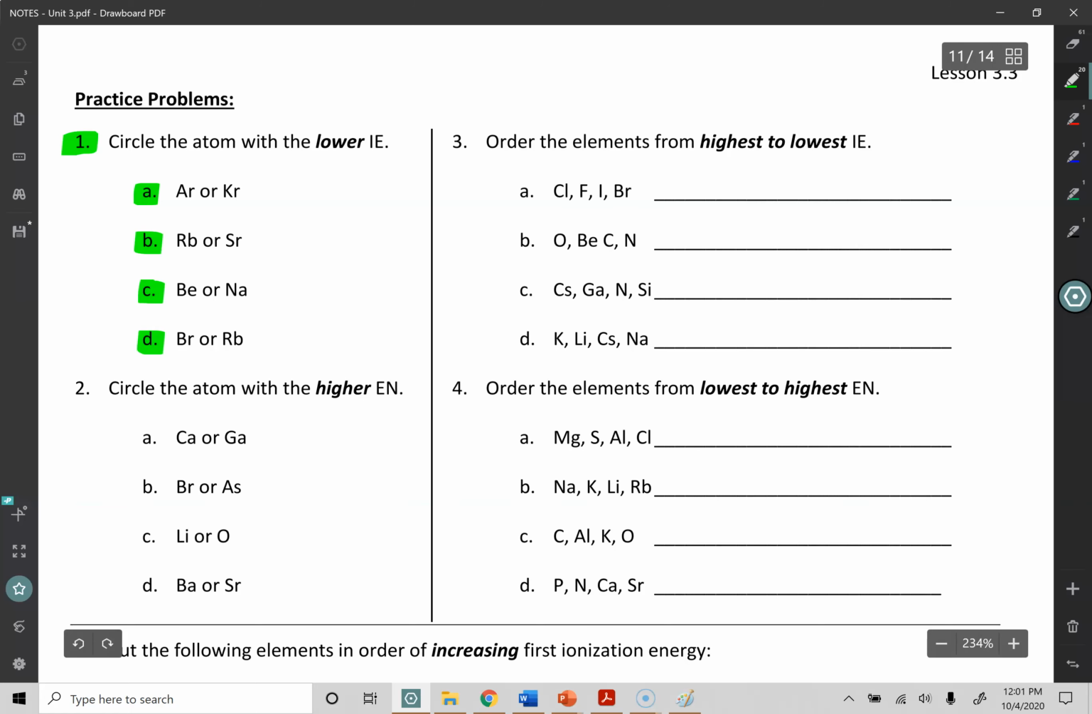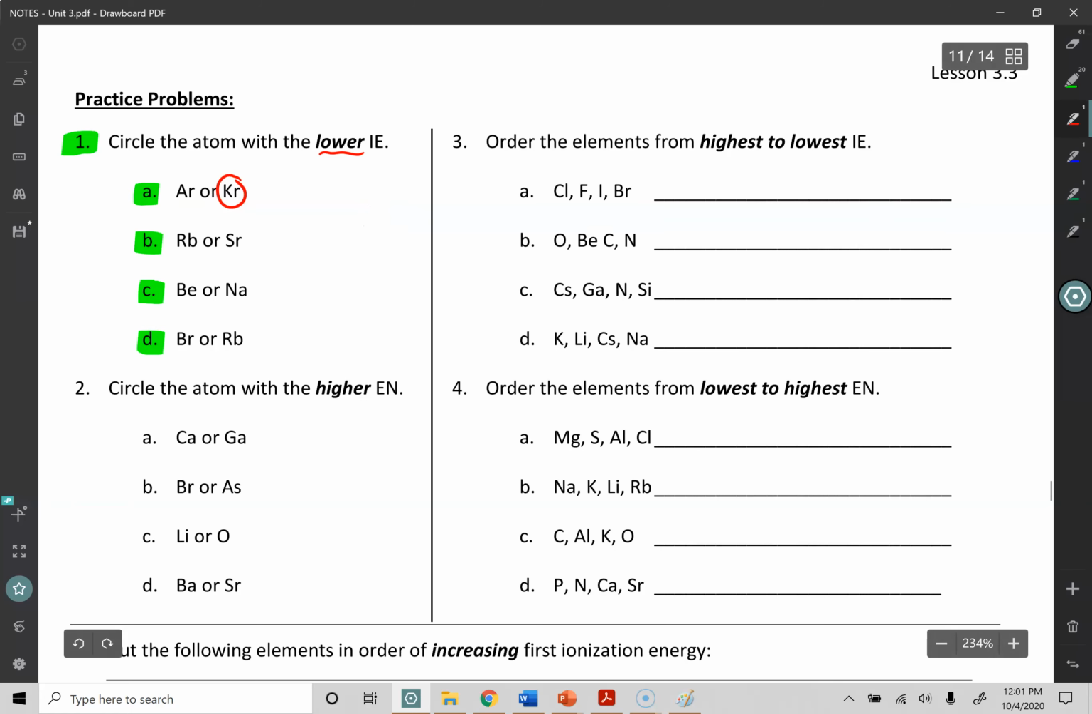Okay, let's review these. So we've got argon and krypton. They're in the same vertical column. Argon is above krypton. We know as we go down a group, ionization energy decreases. We're looking for the one with a lower ionization energy. Krypton should require less energy to remove the outermost electron than argon.